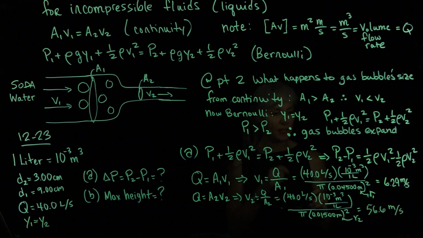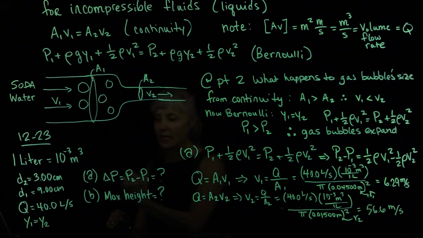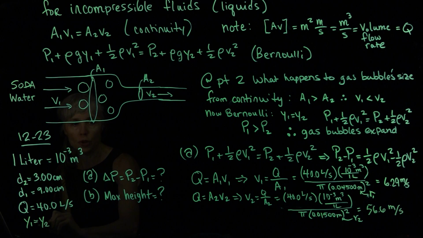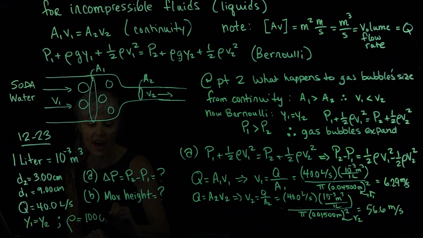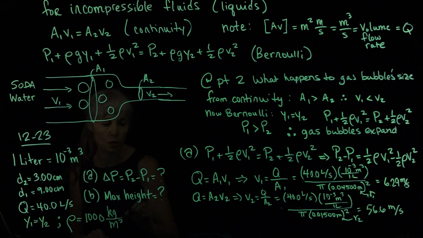So now we have V1 and V2. Lastly, we need to look up rho. And if you look up rho from the textbook, you'll find for water, rho is 1,000 kilograms per meter cubed.